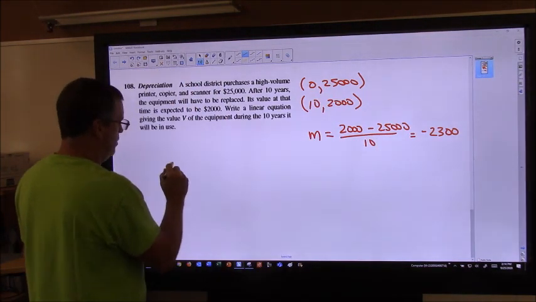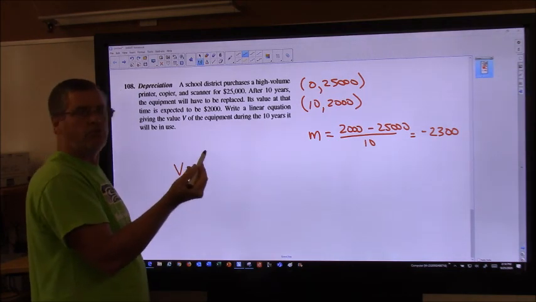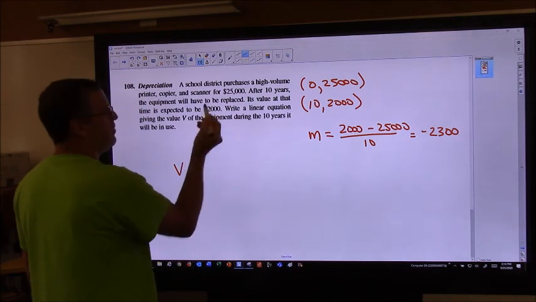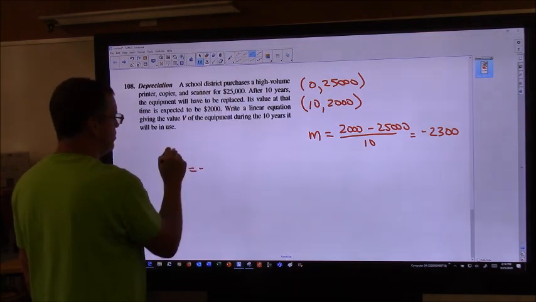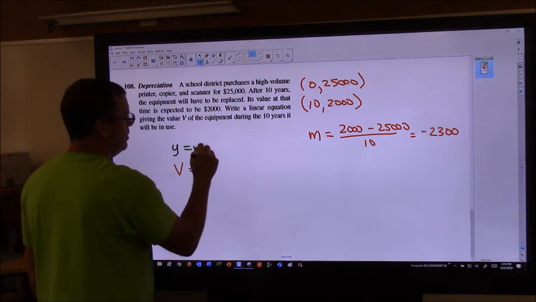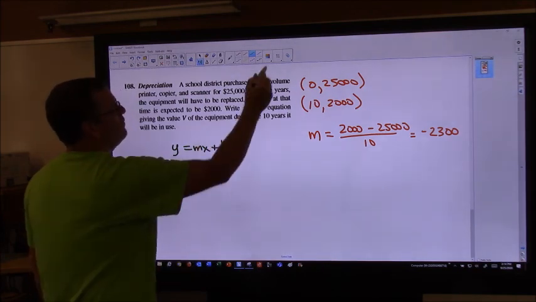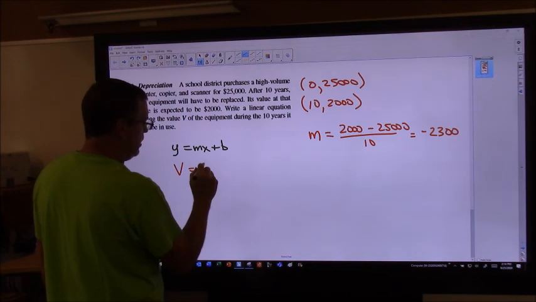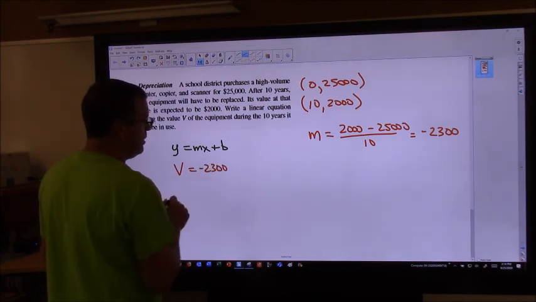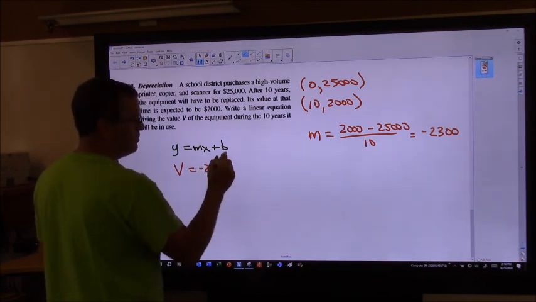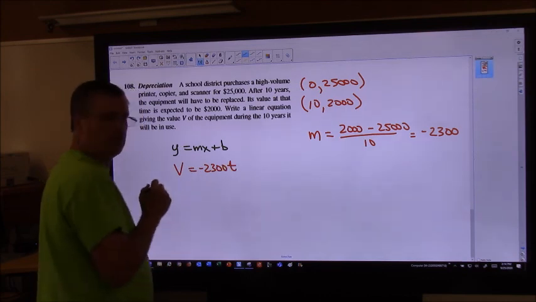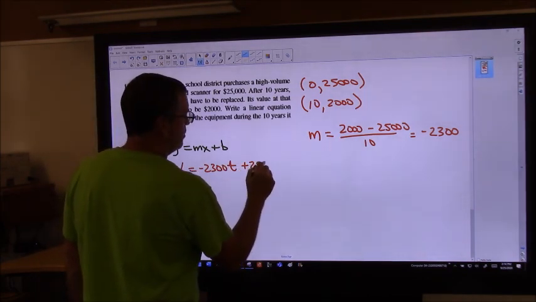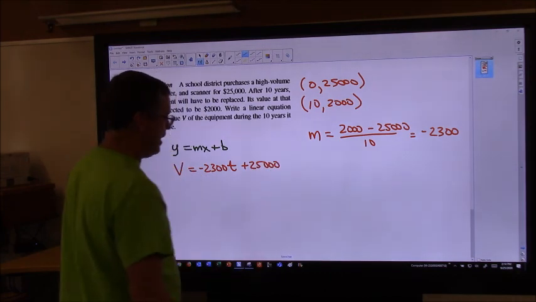All right, so if I know my slope and my y-intercept, I can just go straight to the equation. I'll use v for value instead of y, equals a negative, so I'm thinking this way. I'm thinking to myself, y equals mx plus b, okay? I'm just going to use v instead of y. My slope is a negative 2,300 times x or t for time in years plus 25,000.